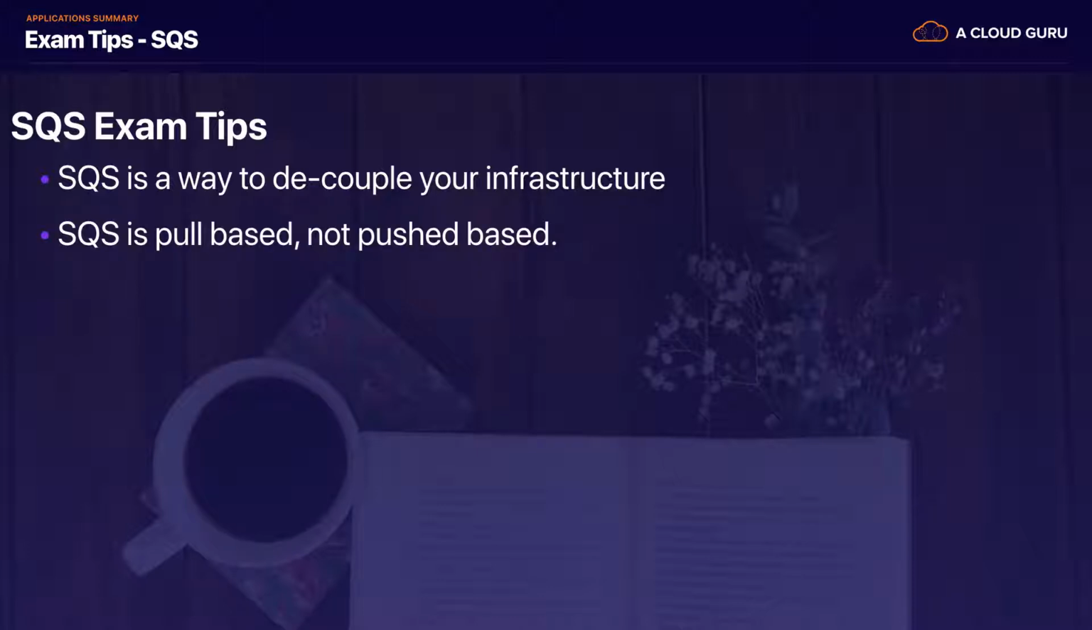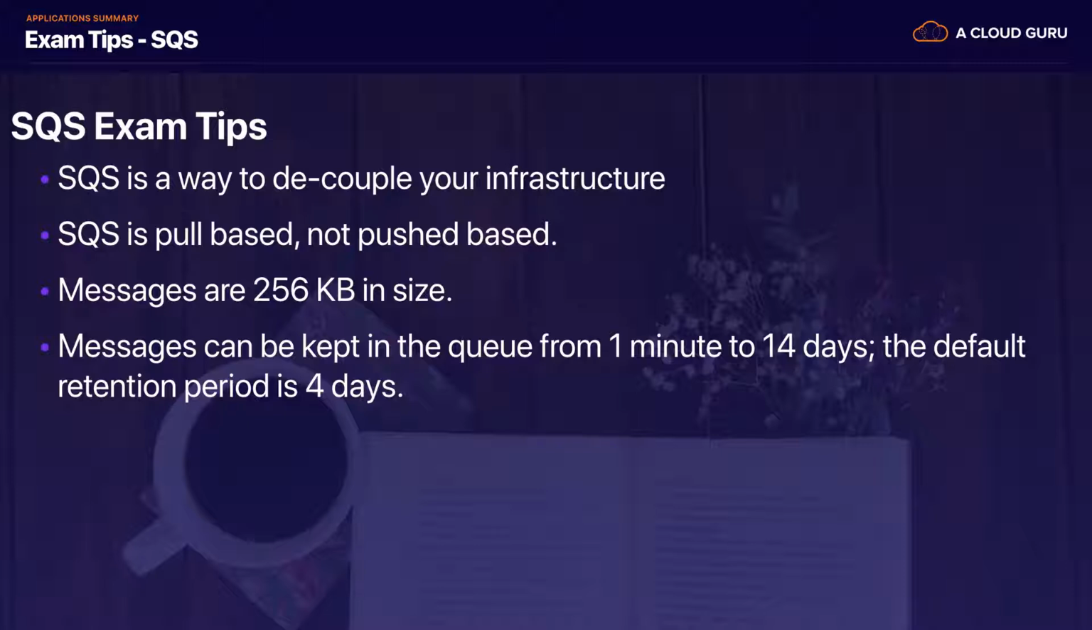Remember that SQS is pull-based. It's not push-based. If you want push-based messaging, you're going to use SNS. Messages are 256 kilobytes in size. You can actually have them bigger, but it won't be stored in SQS. It'll be stored in S3. Messages can be kept in the queue from 1 minute to 14 days, and the default retention period is 4 days.